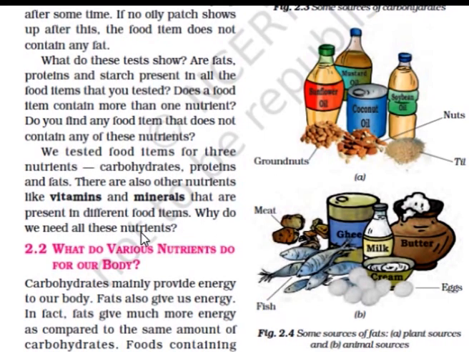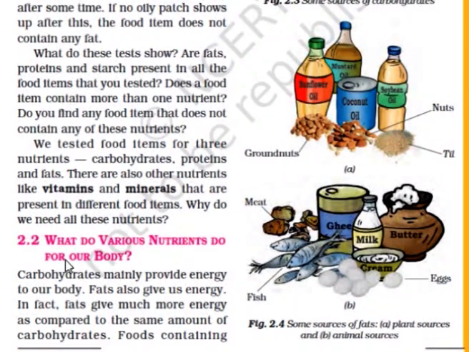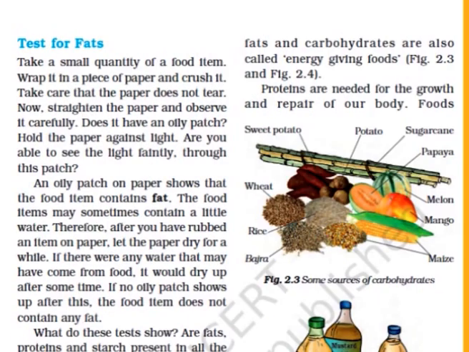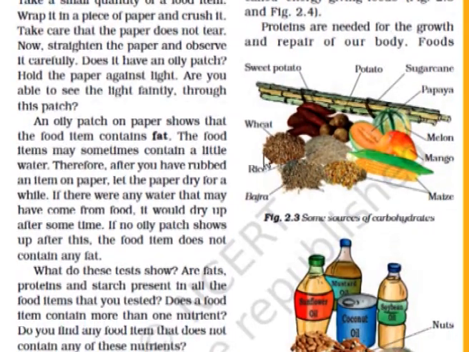Why do we need all these nutrients? What do nutrients do for our body? Carbohydrates mainly provide energy to our body. Fat also gives us energy. In fact, fat gives us more energy as compared to the same amount of carbohydrates. Foods containing carbohydrates and fats are also called energy giving foods, as in figures 2.3 and 2.4.